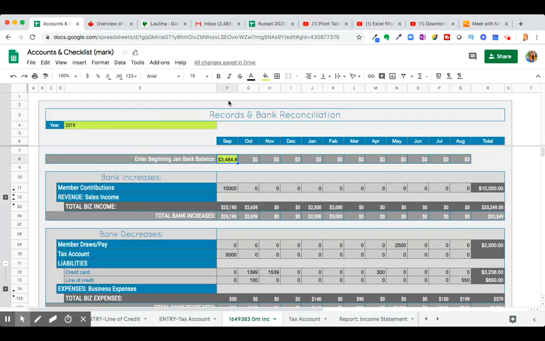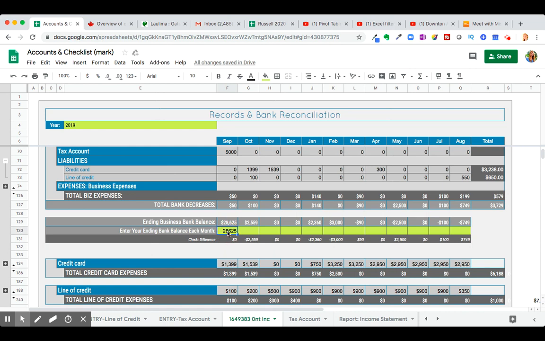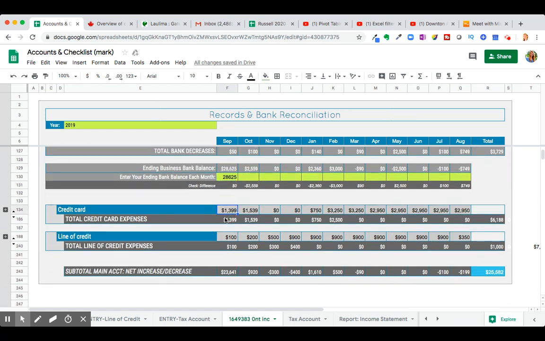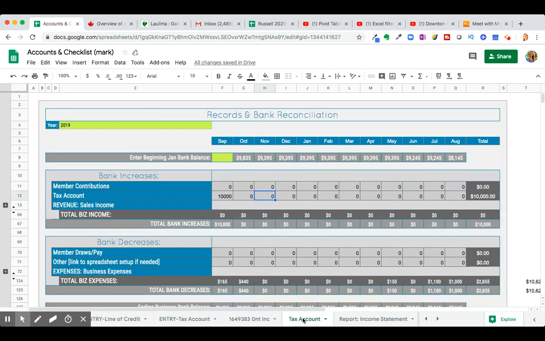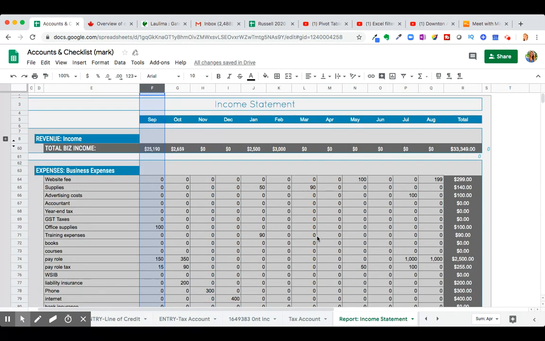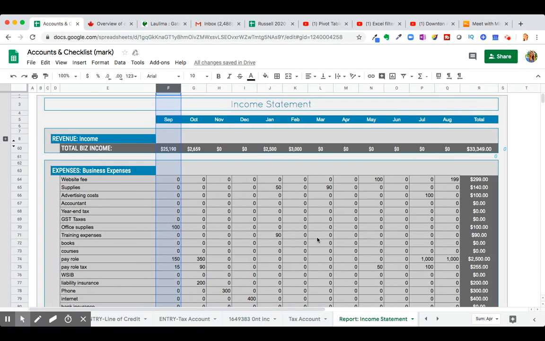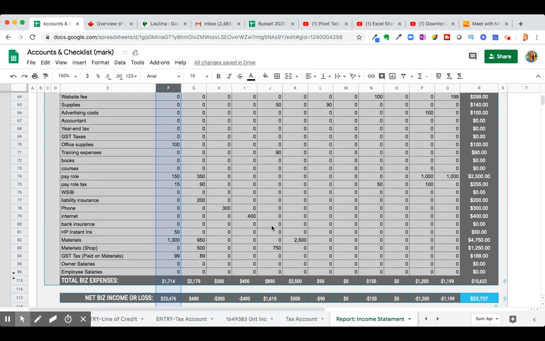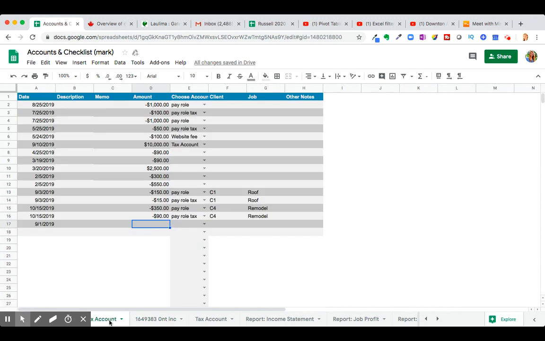And you can make sure you have your right beginning bank account, your right ending bank account balance, that your credit card and line of credit balance is right. Same thing for your tax account. And then you'll be able to just review your income statement here. And from there, we can talk. I'm sure you'll have a question before then, or I'll talk to you as you go. And then we'll just work on getting a job profit report, which we should be able to do automatically based on that information being entered here.